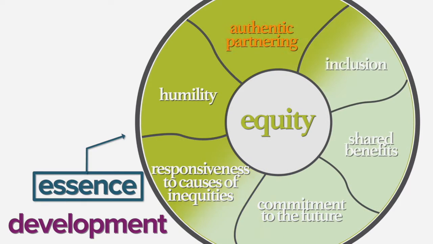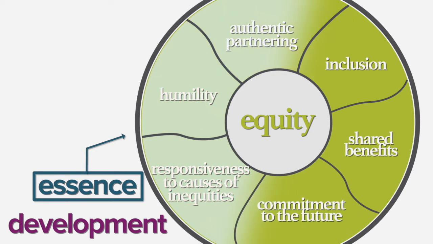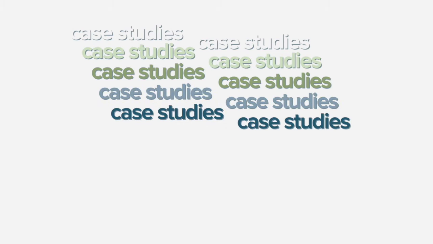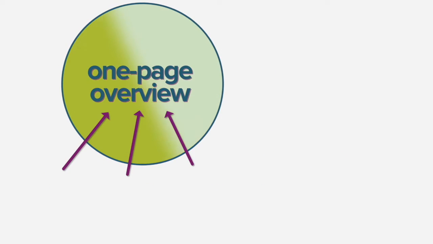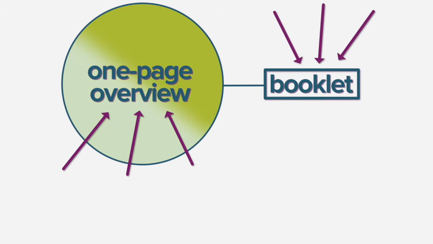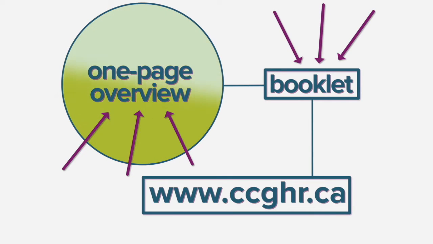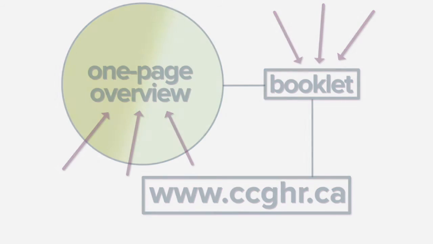In this video, we discuss the development and essence of the CCGHR Principles for Global Health Research. Accompanying this animation are case studies and a seminar guide. Additional resources, including a one-page overview of the principles and a booklet, can be found on the CCGHR website. You may find it useful to have these two documents available as you review this video.